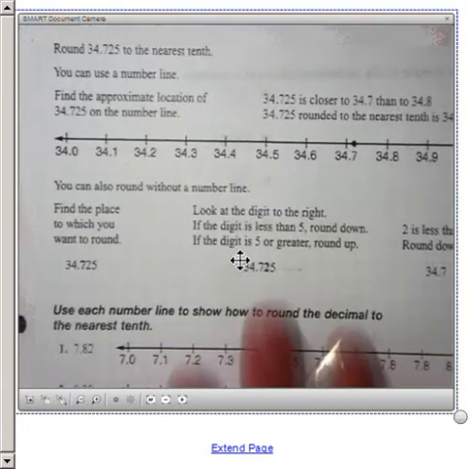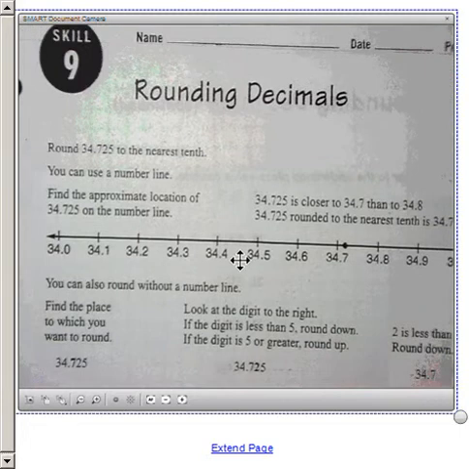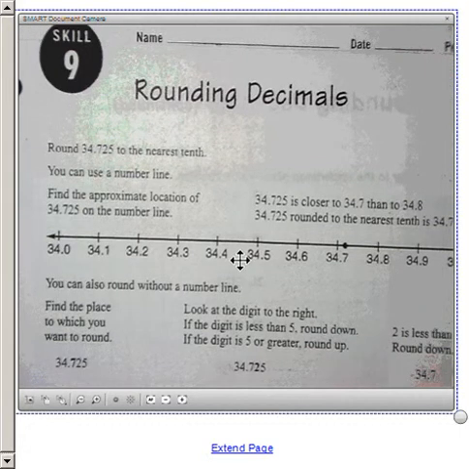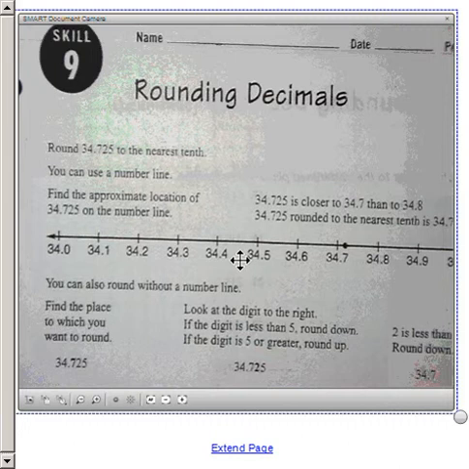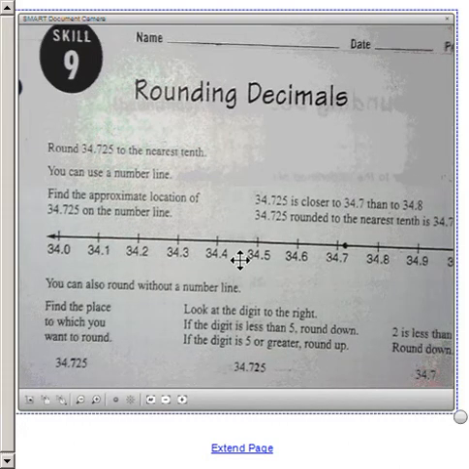All right, we are looking at rounding decimals. And there's really two ways that we're going to be rounding decimals. One way is way, way easier than the other way. But don't worry, I will show you both ways, so you'll have both ways in front of you.